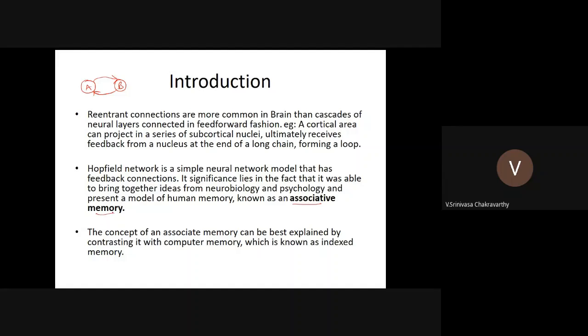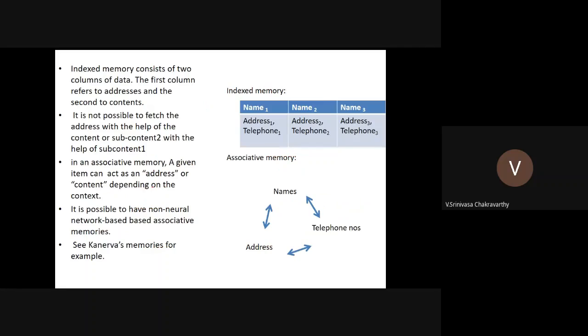Okay, and what is an associative memory? We know what memory is, but what is an associative memory? So let us look at that and compare it with the kind of memory that you see in a computer. In a computer, the memory that you have is what is often called an index memory.